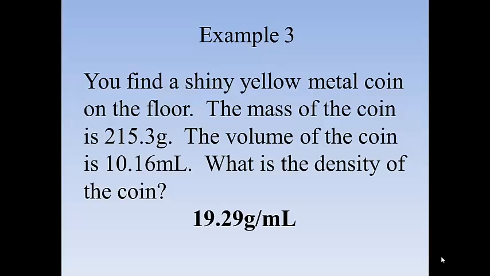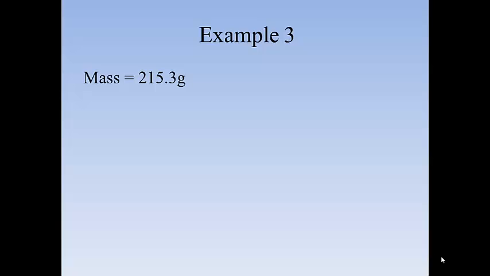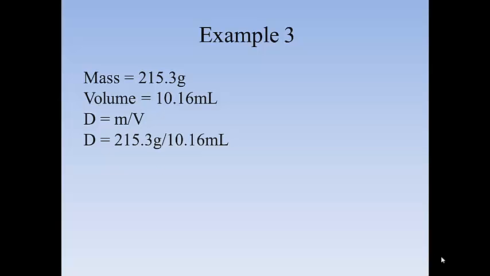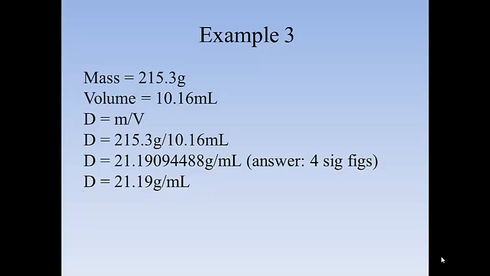This is how you got it. We know the mass of the coin. We know the volume of the coin. We know that density is mass divided by volume. We plug the values in. You see that this is the number you get on your calculator. But because 215.3 grams and 10.16 milliliters both have 4 significant figures, the final answer should have 4 significant figures. So you have 21.19 grams per milliliter as the answer.